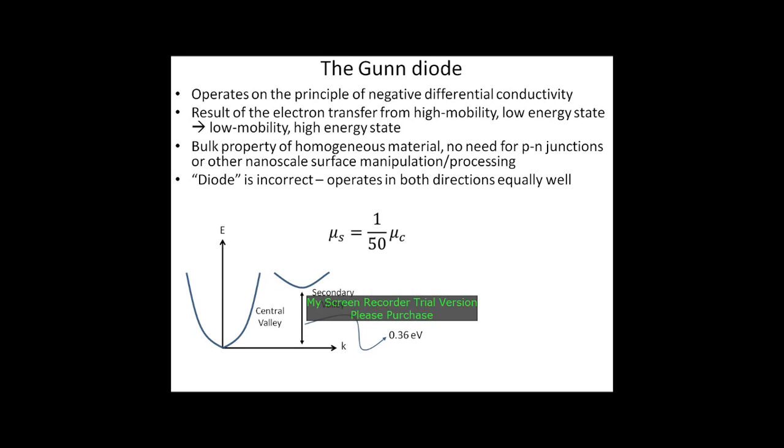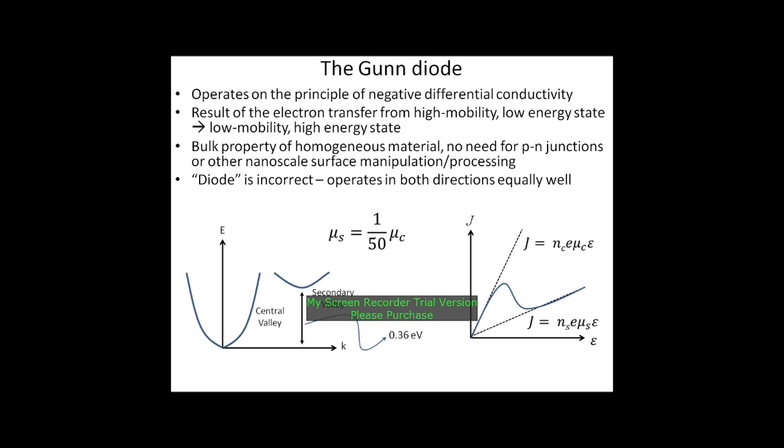So one other thing about this secondary valley is that if an electron passes into the secondary valley, the mobility of that electron will be 50 times lower than that of an electron in the central valley. So this is very important for the Gunn diode.